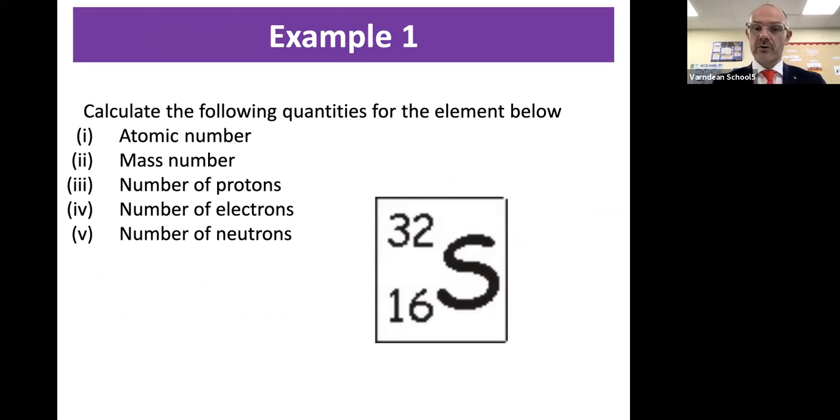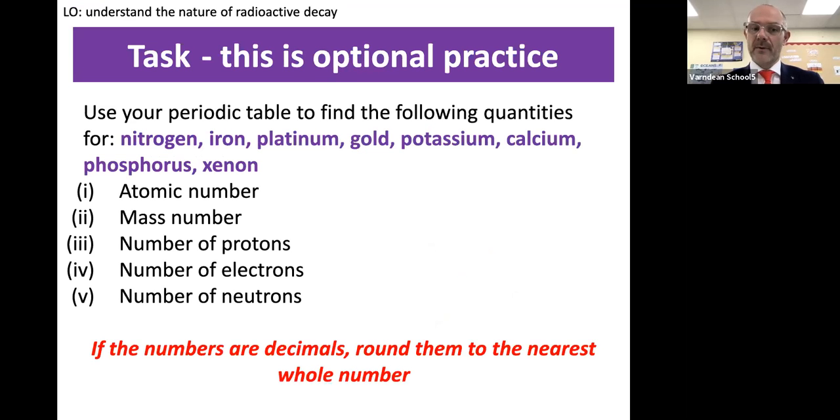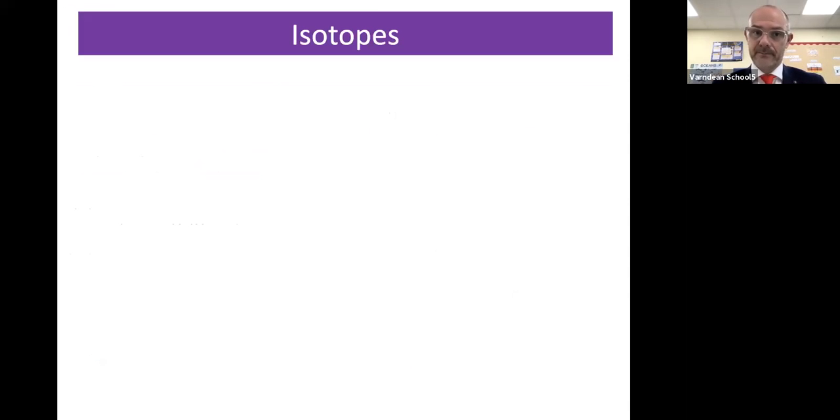If you're unsure, you can then practice that on some other ones. Up the top, this says this is optional practice. That is for you. If you weren't sure about this, here is a practice for you to try. But I'm hoping that our higher level students who have taken a C1 paper before Christmas and have been revising are able to work out the number of protons, electrons, and neutrons in an atom.